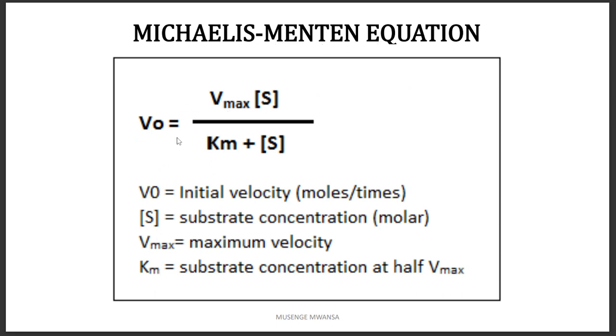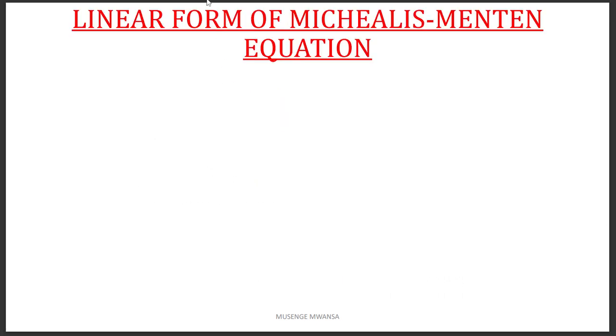So what does this tell us? The initial velocity is going to be equal to the maximum velocity multiplied by the concentration of the substrate, divided by Km, which is the substrate concentration at half Vmax, plus the concentration of the substrate. So it's not cumbersome to know. On top, we are multiplying Vmax with the concentration of the substrate. Down, we are adding the concentration of the substrate with the concentration of the substrate at half the Vmax. So that is the Michaelis-Menten equation.